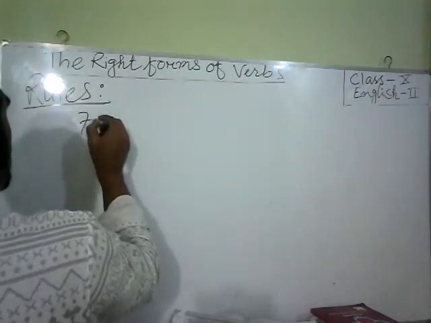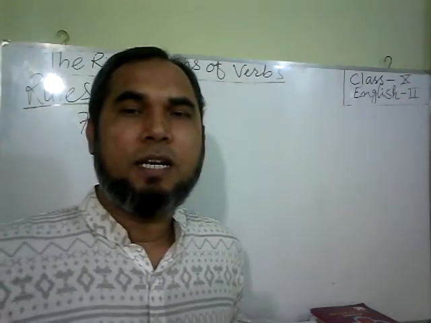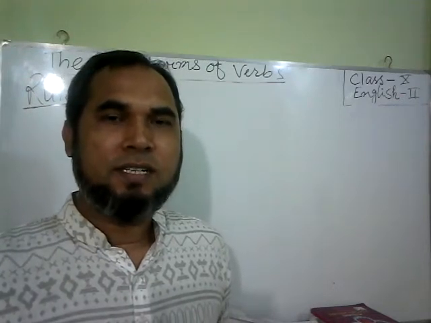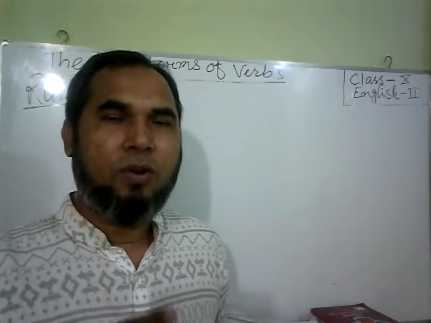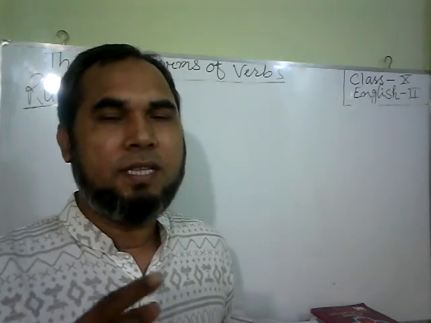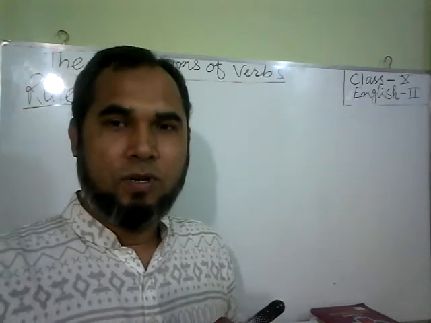Number 7. Dear friends, try to recollect present perfect continuous tense. What was the structure? Subject, have been or has been, then verb with ing, then extension. Then we had since or for.